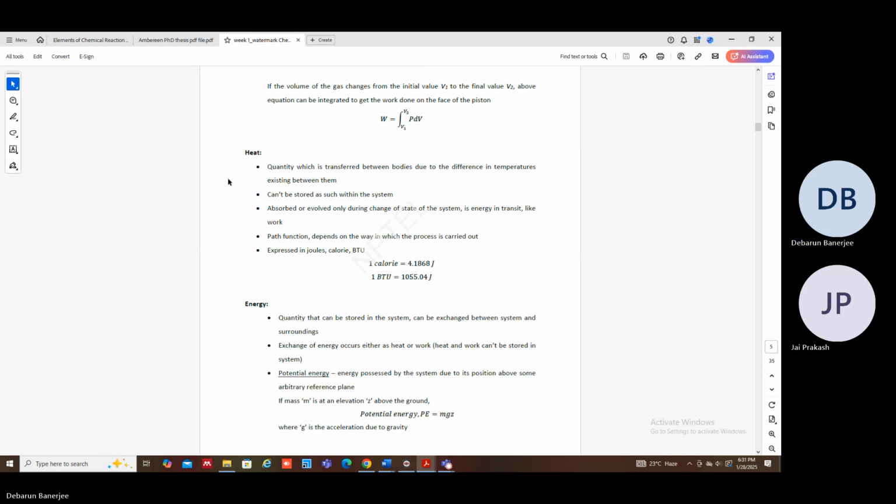On the other hand, heat. Heat is some quantity which is transferred between bodies due to differences in temperature existing between them. So heat can't be stored as such within the system, and heat is usually absorbed or evolved only during the change of state of the system.